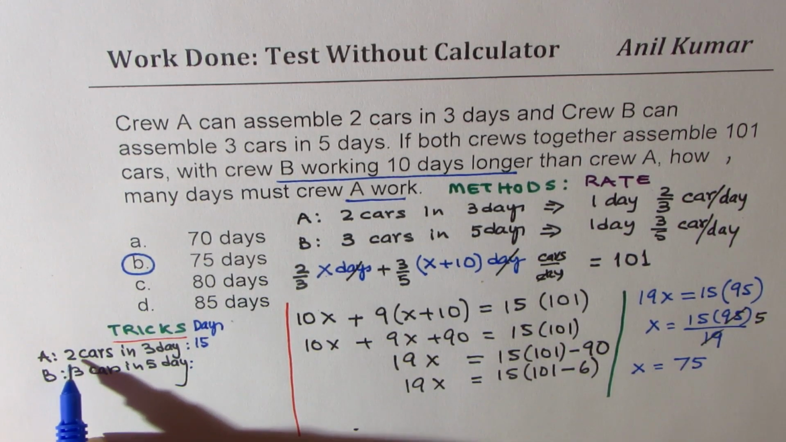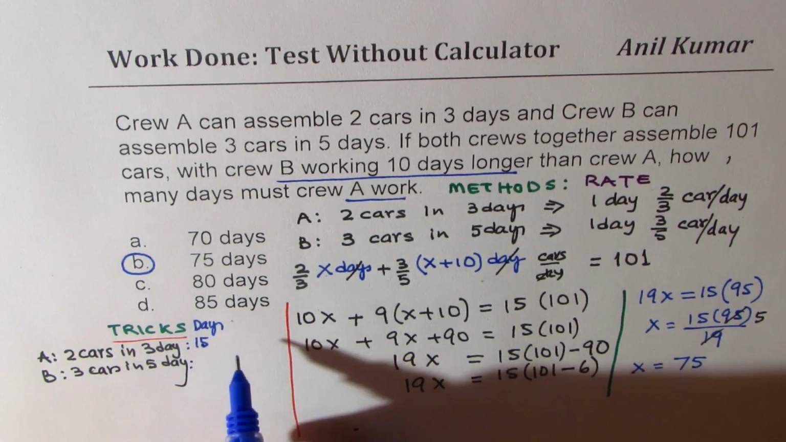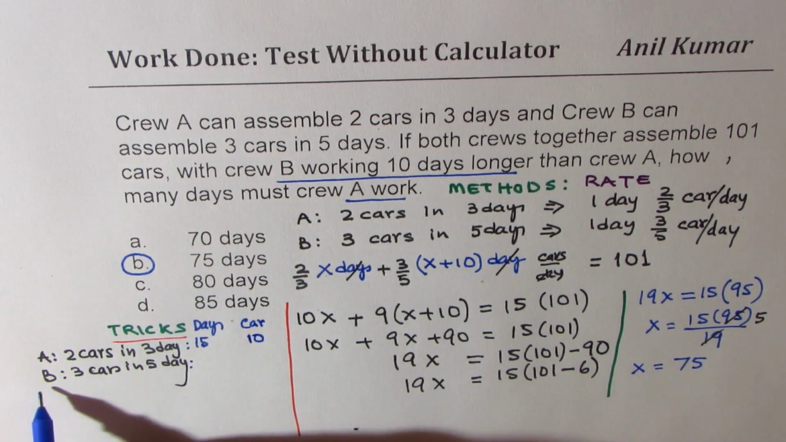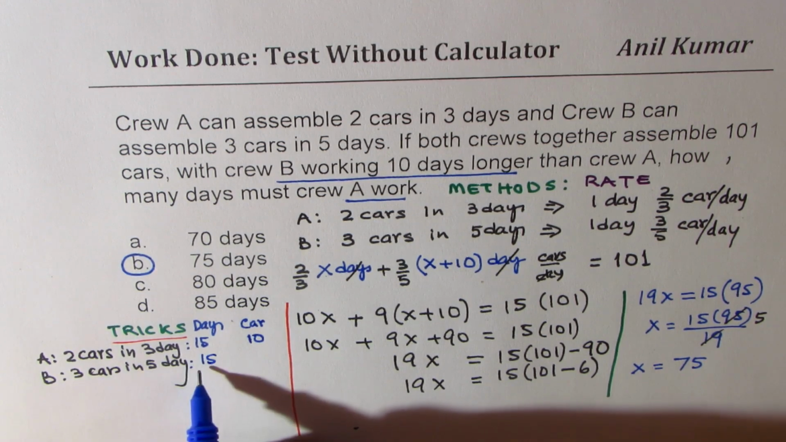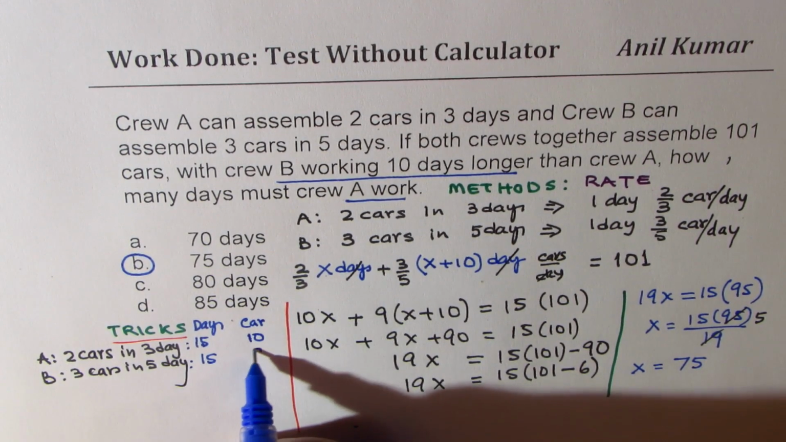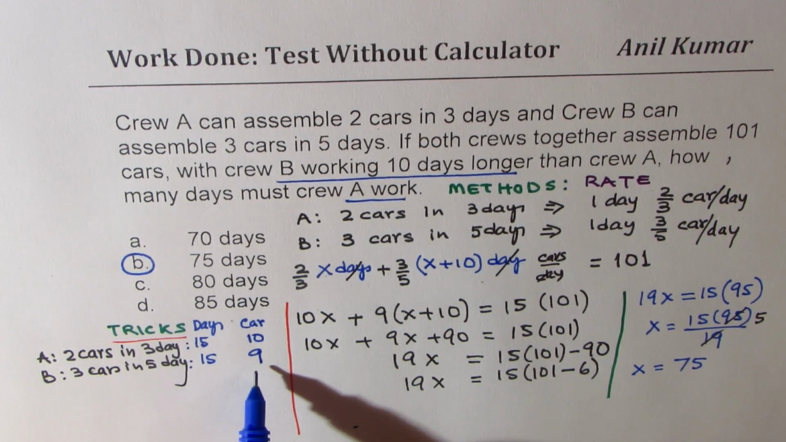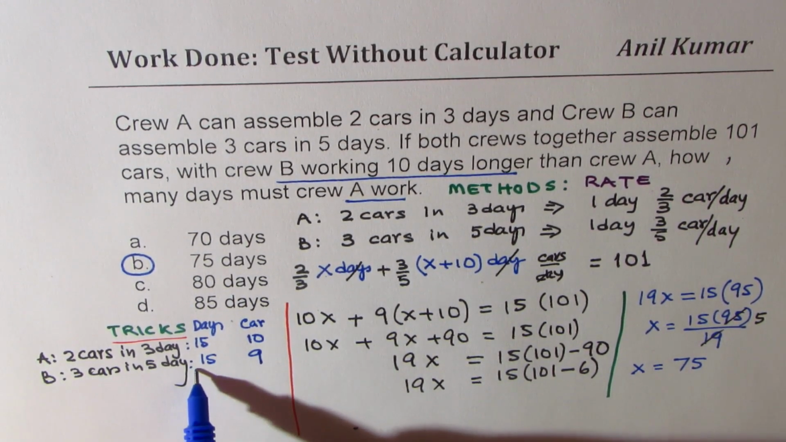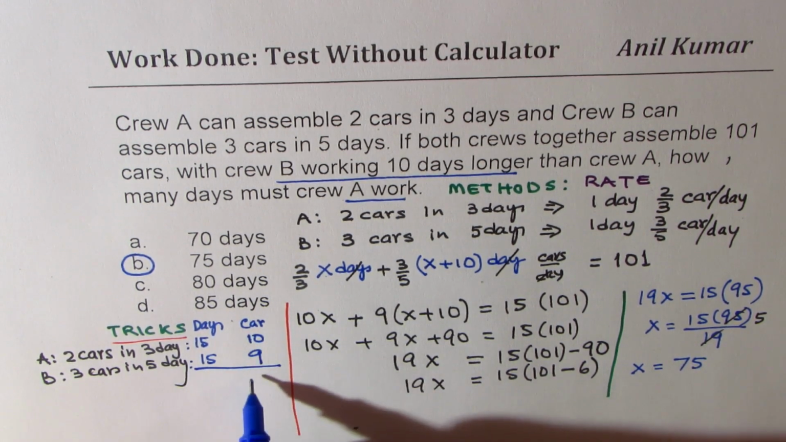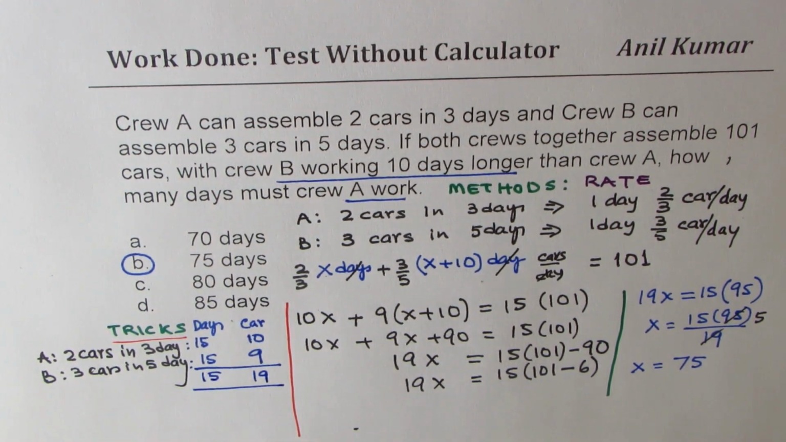A can produce how many cars? 5 times 3 is 15 days, right? 5 times 2 cars. So the number of cars will be 5 times 2, which is 10. As far as B is concerned, in 5 days, 3. So in 15 days, 9 cars. Do you see that? So in 15 days, B can produce 9 cars. So basically, in 15 days, what we see here is both of them can produce 19 cars. Do you see that part?